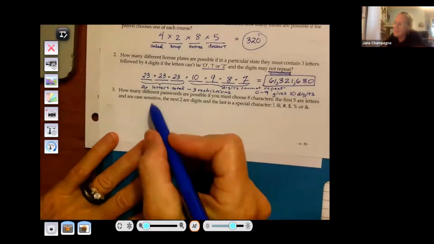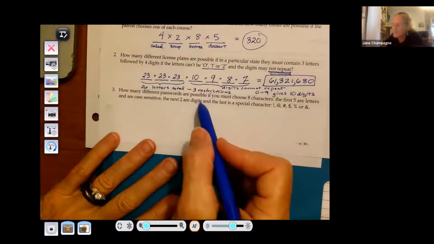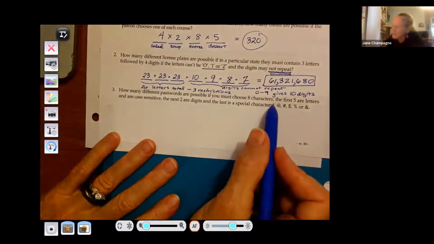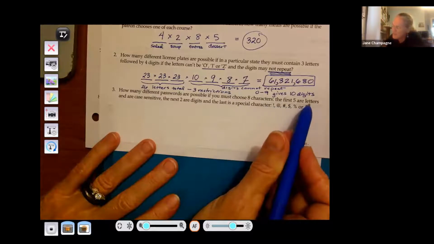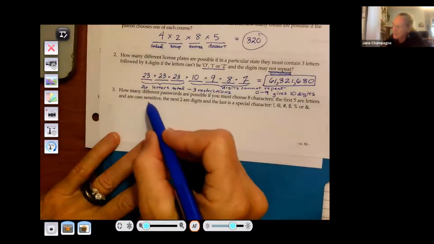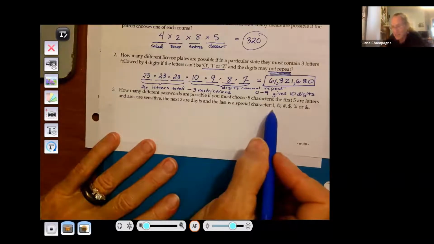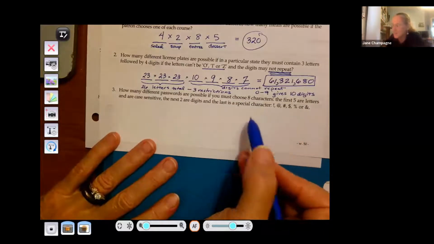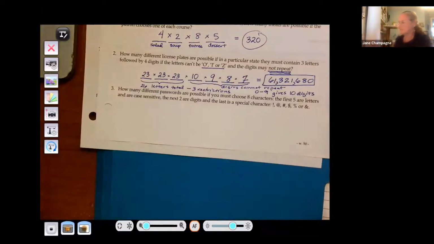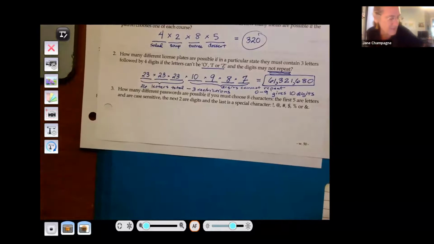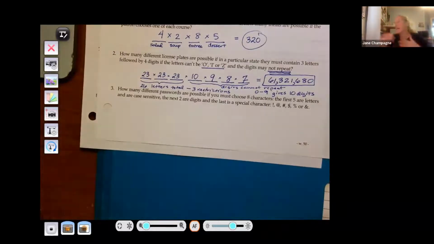Number 3, how many different passwords are possible if you must choose 8 characters? The first 5 are letters and are case sensitive. The next 2 are digits, and the last is a special character, one of these guys. All right, so here's a real, important example. We have these passwords, and they always want you to have a capital letter in there and a symbol in there, to help security.